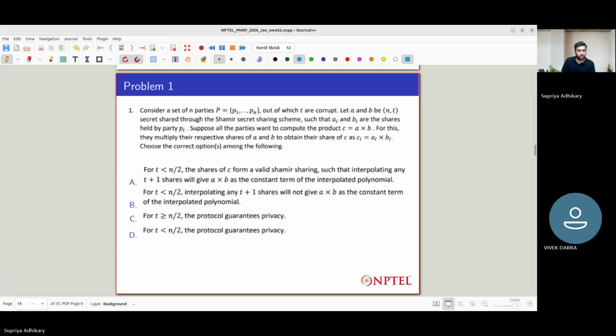Option A says that for t less than n over 2, the shares of C form a valid secret sharing such that interpolating any t plus 1 shares will give us A times B. This is definitely not true, because first of all, this is not a valid secret sharing, as it doesn't hold the privacy property.